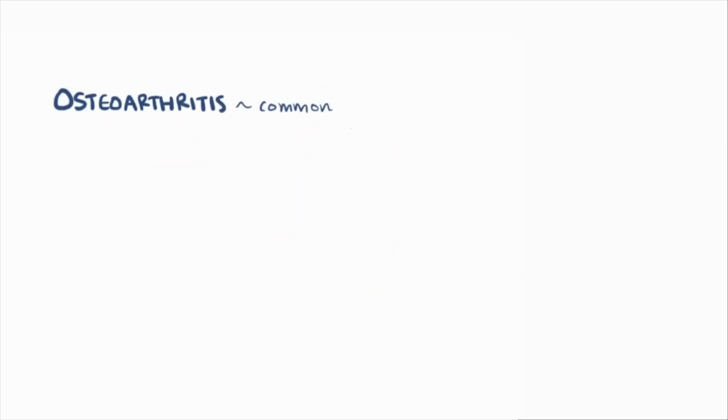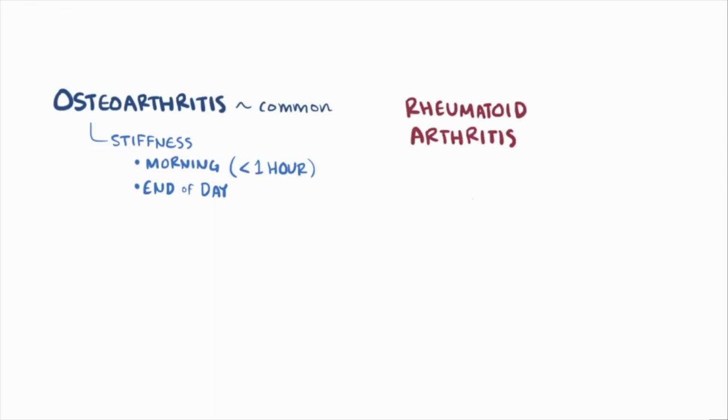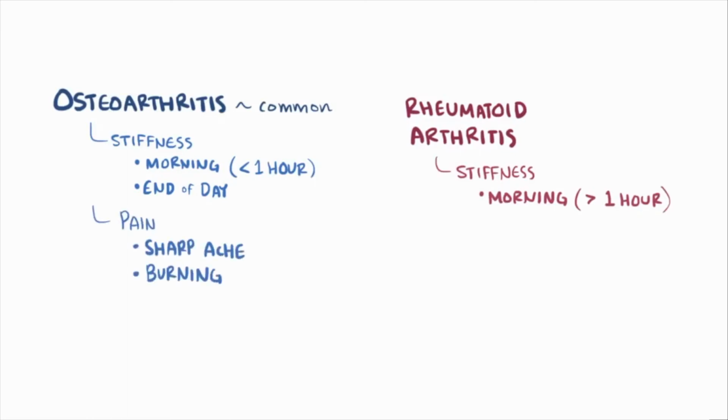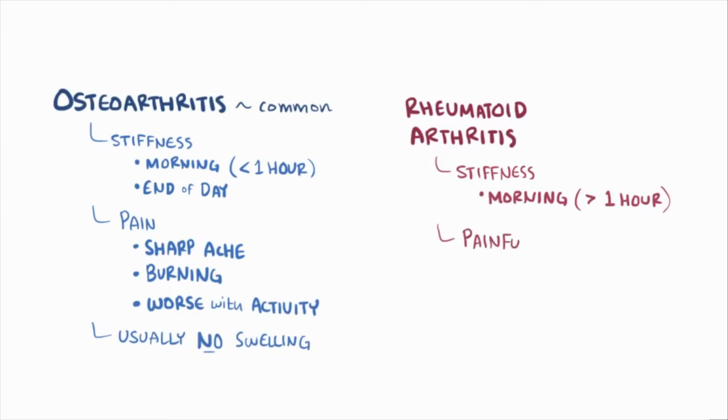Osteoarthritis is really common, and nearly everyone knows someone that suffers from it. People with osteoarthritis often feel stiffness in the morning, which usually lasts less than an hour, but comes back at the end of the day. This is an important difference between rheumatoid arthritis, an inflammatory disease that also affects the joints. With rheumatoid arthritis, morning stiffness usually lasts longer than an hour. The pain in osteoarthritis is usually a sharp ache or burning sensation, which also gets worse with prolonged activity. But usually the joints don't swell, whereas rheumatoid arthritis typically involves painful swelling.